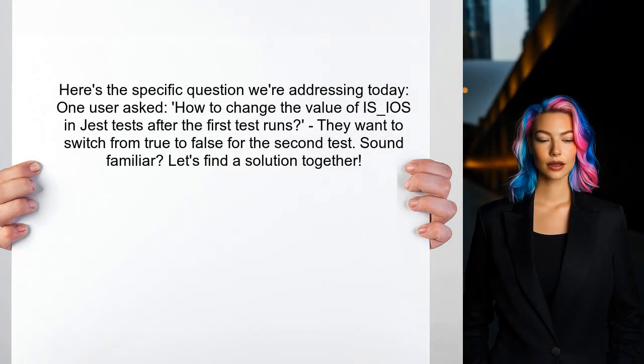Here's the specific question we're addressing today. One user asked how to change the value of iOS in their Jest tests after the first test runs. They want to switch from true to false for the second test. Sound familiar? Let's find a solution together.